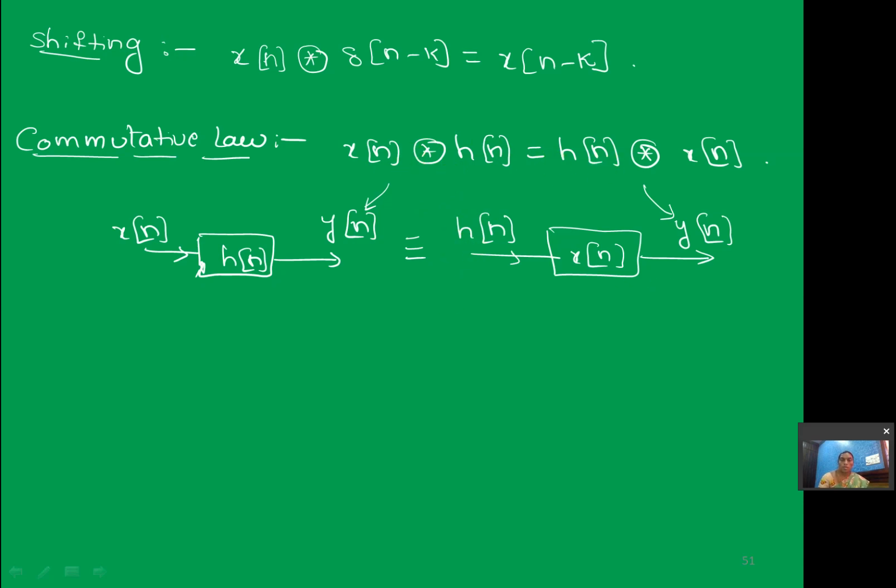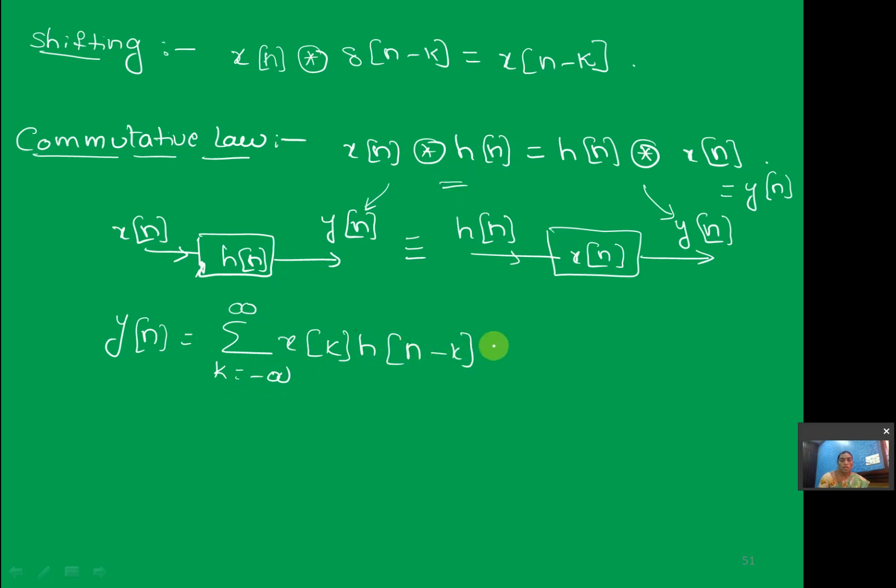So from this, y of n is nothing but summation k from minus infinity to infinity of x of k h of n minus k, from the first formula. It is always equal to, from the second formula, summation of h of k into x of n minus k. Okay, right? H of n convolved with x of n, and this is x of n convolved with h of n. So you may use either formula to determine y of n. There is no problem in this.